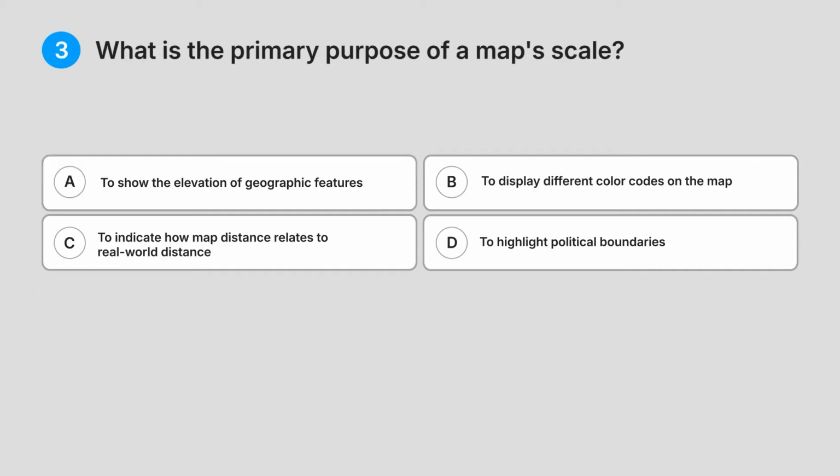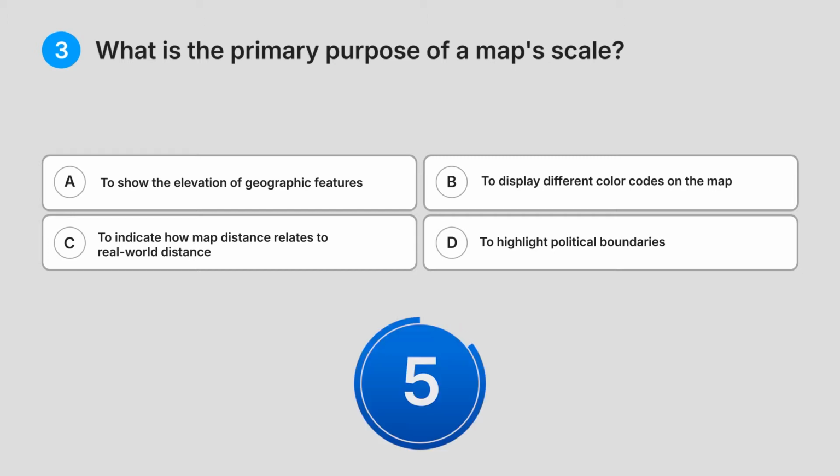3. What is the primary purpose of a map's scale? A. To show the elevation of geographic features. B. To display different color codes on the map. C. To indicate how map distance relates to real-world distance. D. To highlight political boundaries. Can you guess the answer?